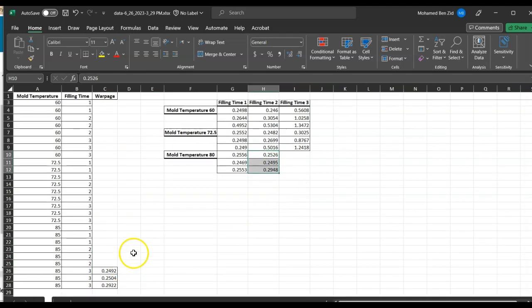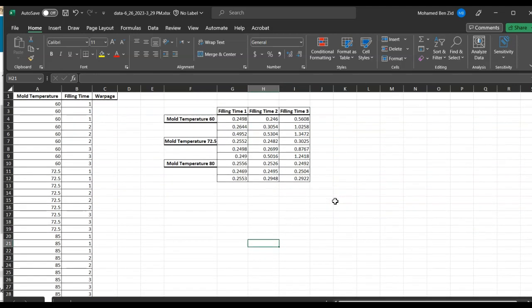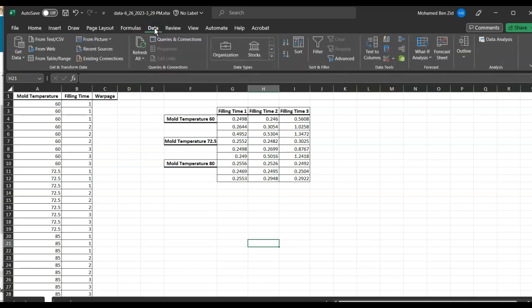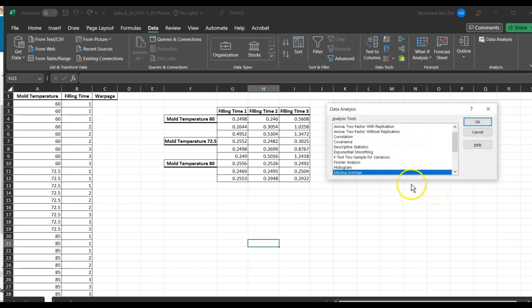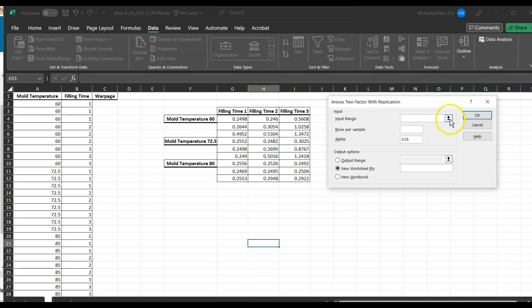And here you can drag it, or you can copy and paste or cut and paste, whatever is easier for you. Okay, so we finish, we get our data done. So I'm going right now to data analysis under data table, and then I'm going to look for two-way ANOVA with replication. Say okay, and then select the data.